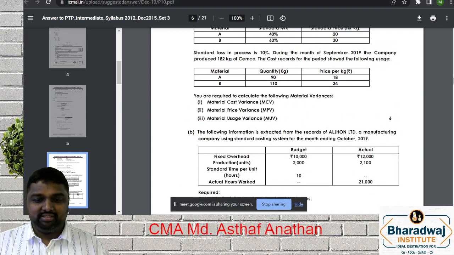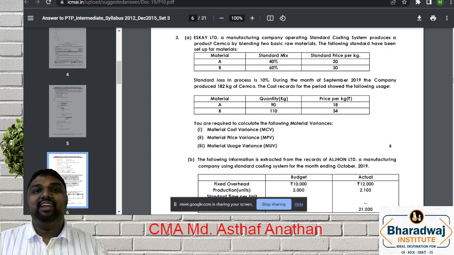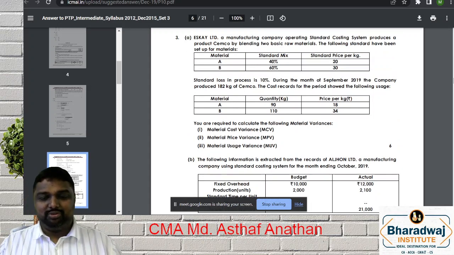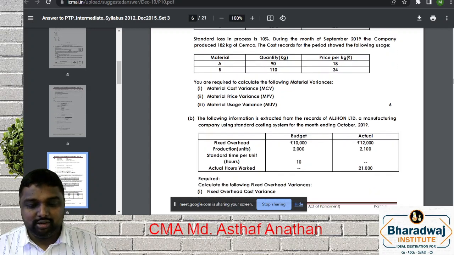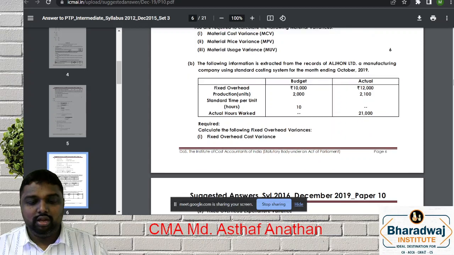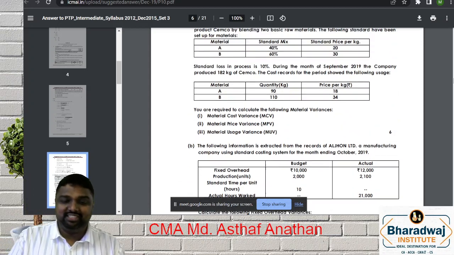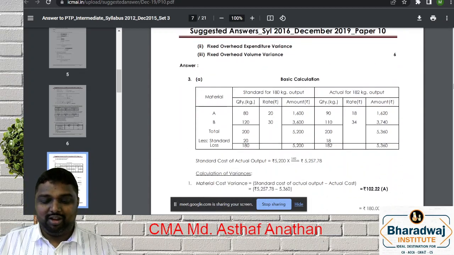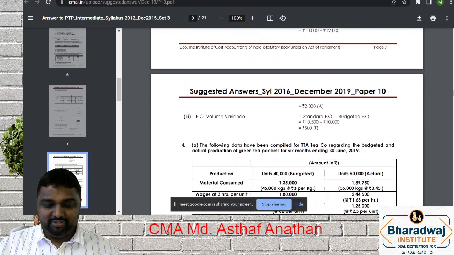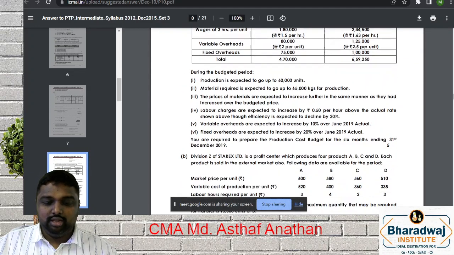my dear friends, this question we already discussed today, the similar question only, standard loss. So I don't want to repeat the similar question again and again. It's all similar because in the previous year question we did a lot of questions on material overhead and all. So computation, we don't want to make it again. You can understand. So this is for future.